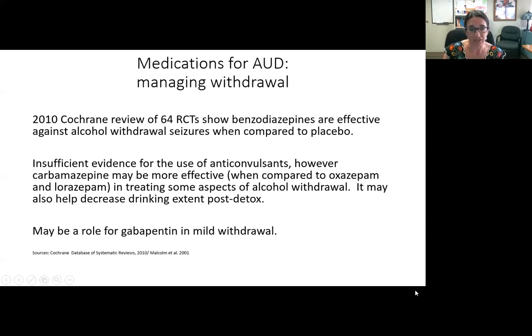So again, for managing withdrawal, a 2010 Cochrane review of 64 RCTs showed that benzos are effective. So really effective treatment to help prevent alcohol withdrawal seizures when compared to placebo. There was insufficient evidence for the use of anticonvulsants. Carbamazepine may be more effective in treating some aspects of alcohol withdrawal, and it may also help decrease drinking extent after the initial detoxification period. And there may be a role for gabapentin in mild withdrawals. This is the summary of our large body of evidence.